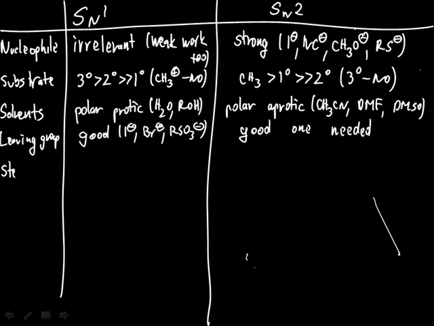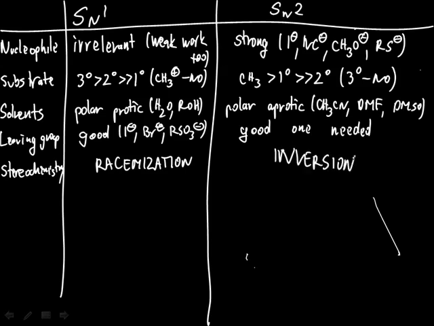In terms of their outcome, stereochemically, SN1 reaction gives us racemization. SN2 reaction gives us inversion of configuration, which makes SN2 reaction synthetically more interesting since our stereochemistry is controlled.